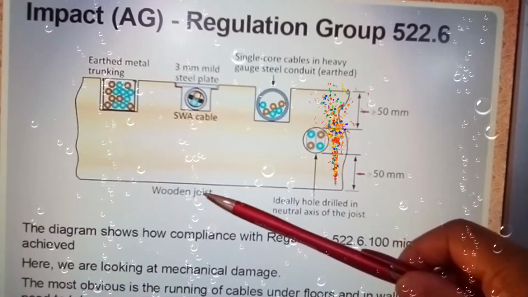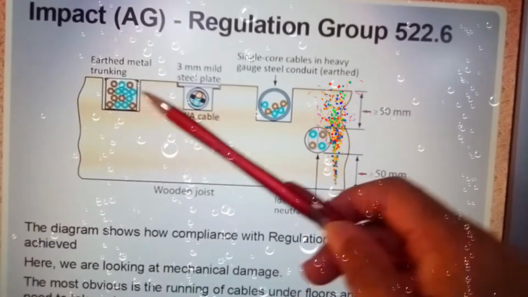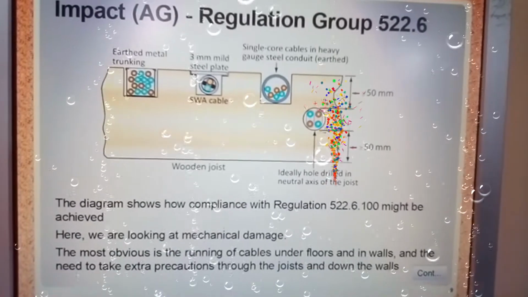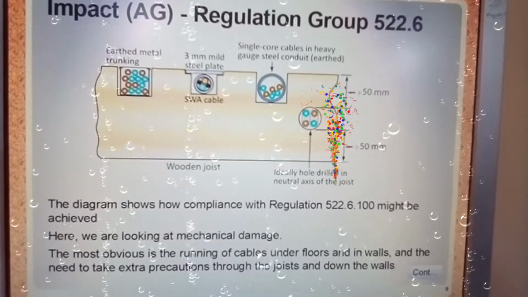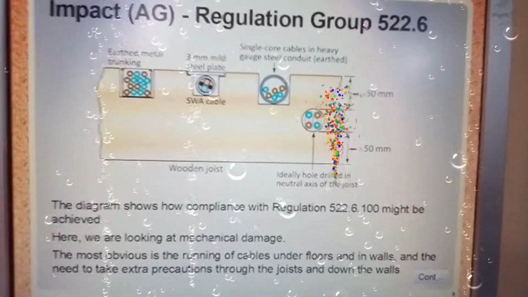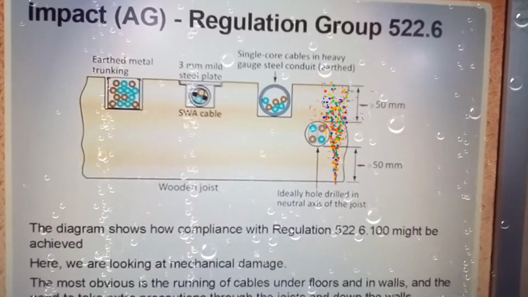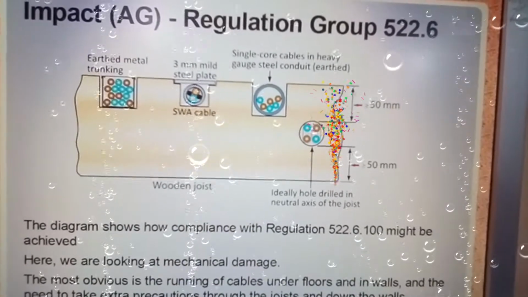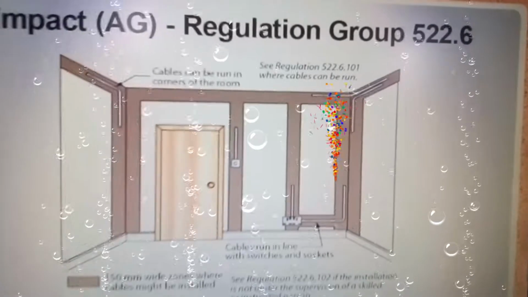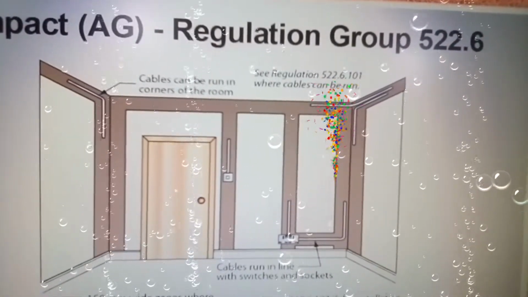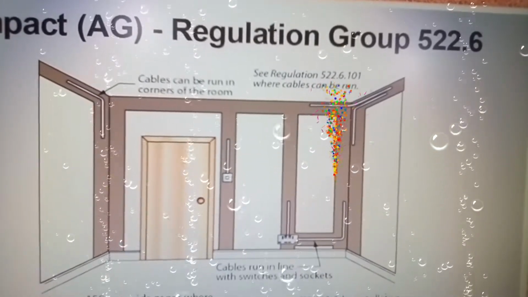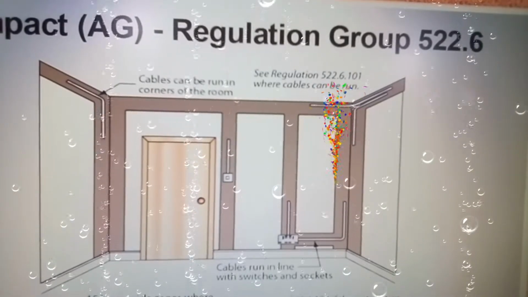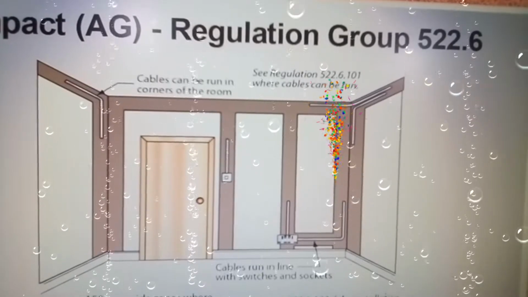Now it shows here a wooden joist, but a similar principle can be applied to external installations as well. But make sure that you are compliant with the conditions to which you are applying your installation. So make sure that you have complied with the correct regulations for that particular installation. Here we're just showing you how the cable run is made, and again it's telling you the regulation that you need to comply with to make sure that you are compliant with any impact conditions that might exist.